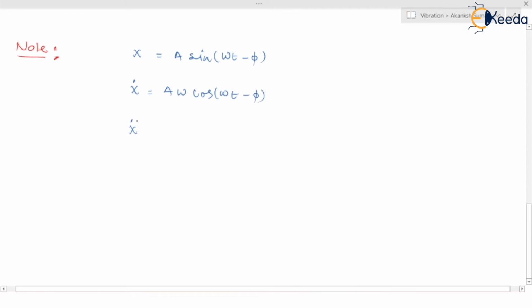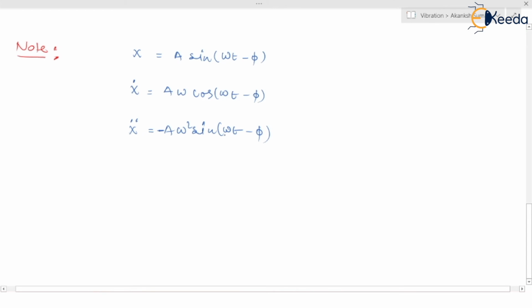And if you want to calculate the acceleration, we again differentiate the velocity with respect to time. So it would be a omega square. Now, what is the differentiation of cos theta? That is minus sin theta. We all know that. So that would be minus a omega square sin(omega t minus phi).